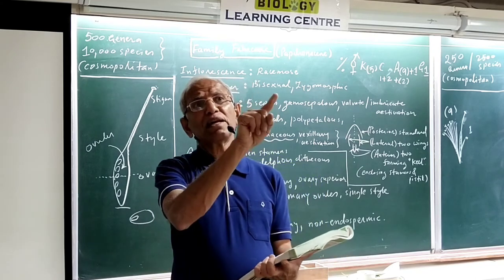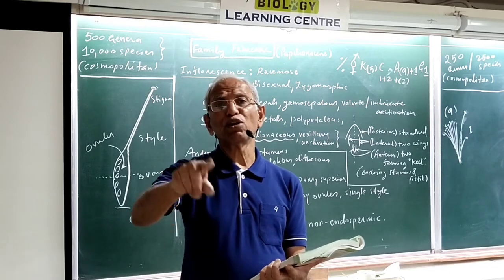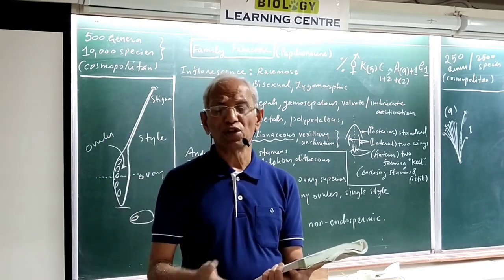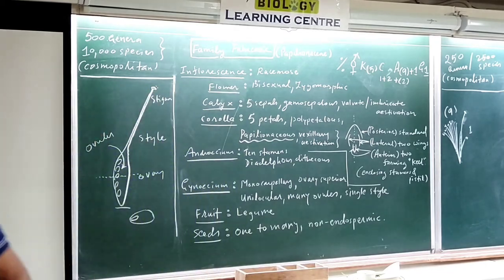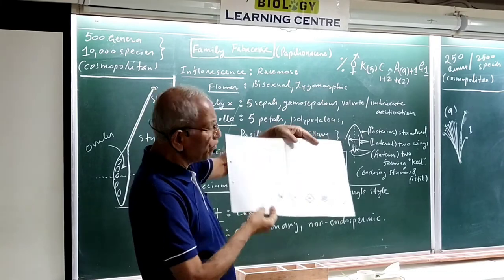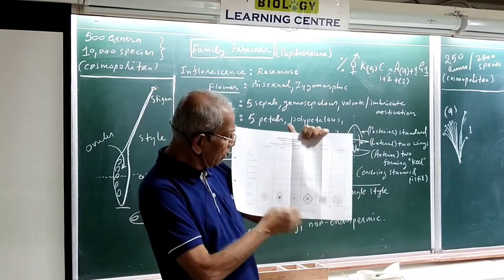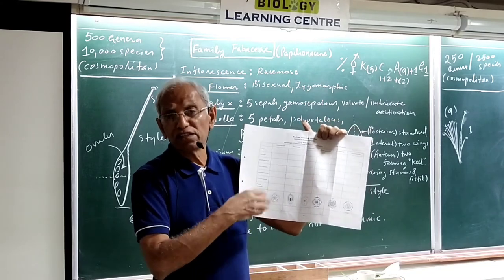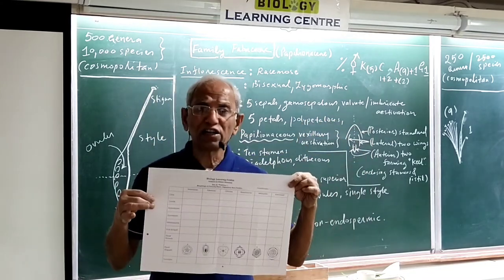Suppose they will write the name of a family, Family Fabaceae. Which of the following plants belong to family Fabaceae? And they will give four options. So you have to remember it. Therefore, this kind of chart making is a very important activity. If you feel that this is not enough, you can attach more paper or use the remaining space. Be very careful and very sincere. Alternately, you can also make another chart side by side in your notebook.